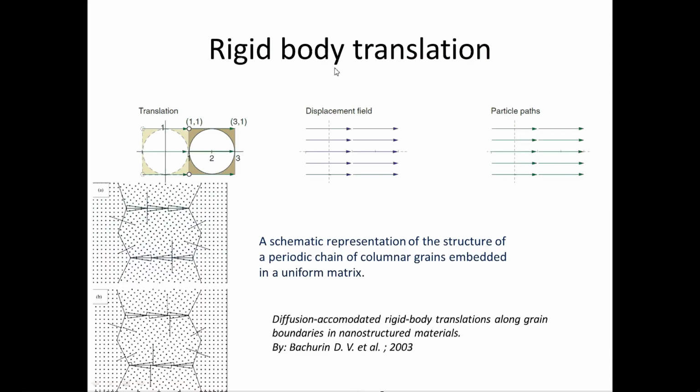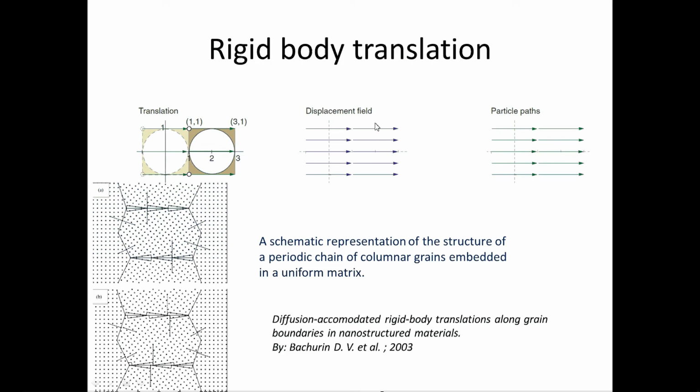Then we come to rigid body translation. If you put an object which is initially at some point and place it at another position, this kind of deformation is known as translation. In translation, there is no change in the volume, there is no change in the shape, and there is no rotation. It is simply translation of a particle from one place to another place.